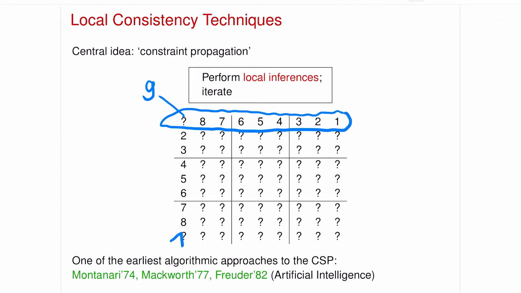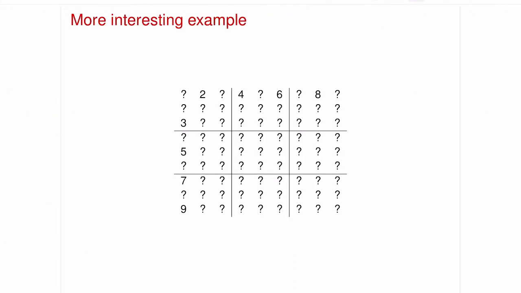And since it's so natural, it appeared relatively early in the literature. So in artificial intelligence, in AI, this method was discussed in various contexts. Let's look at a more interesting example. Of course, this is not the only type of local inference that we can make. And usually it's better to take a negative perspective.